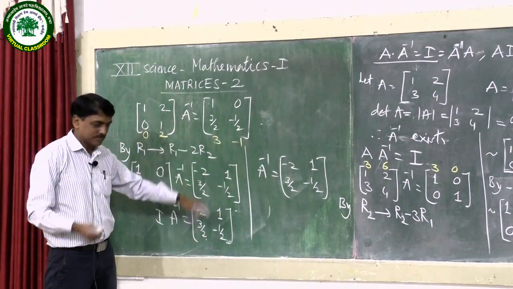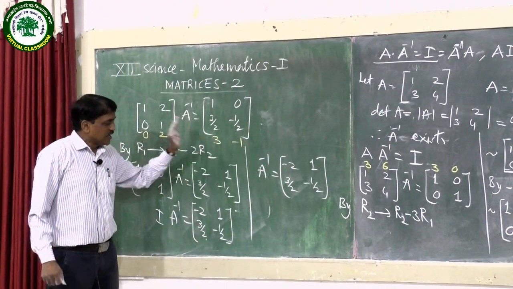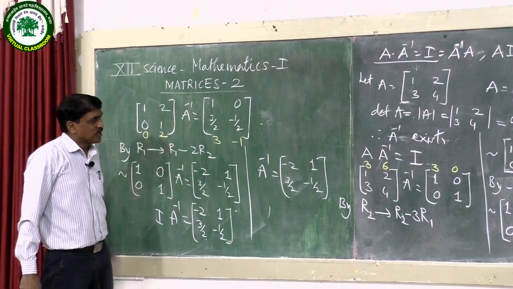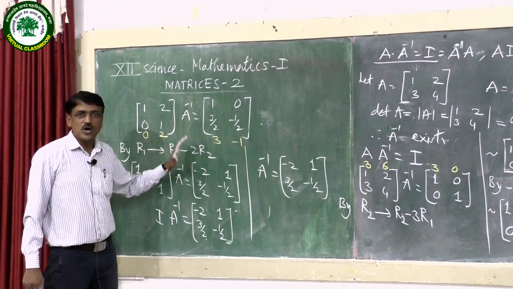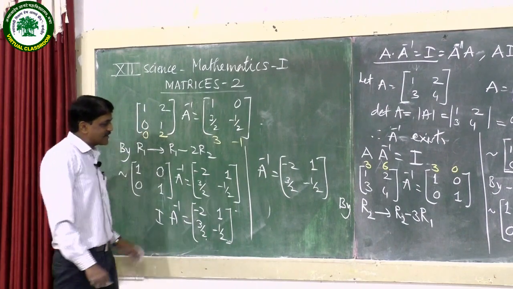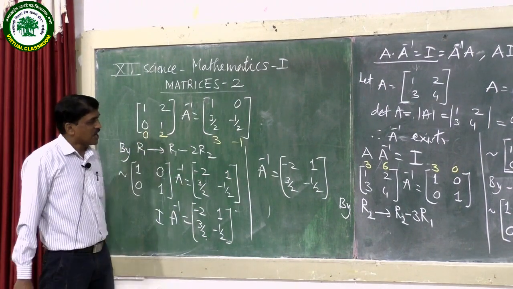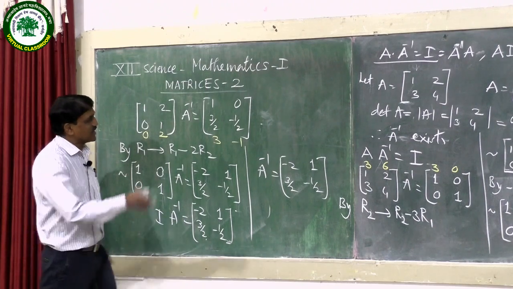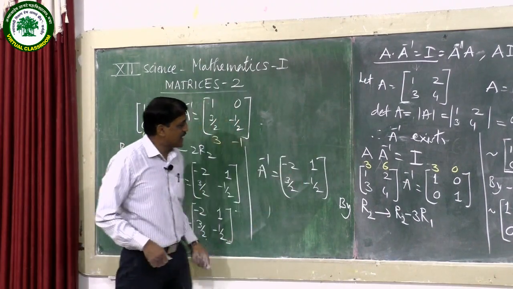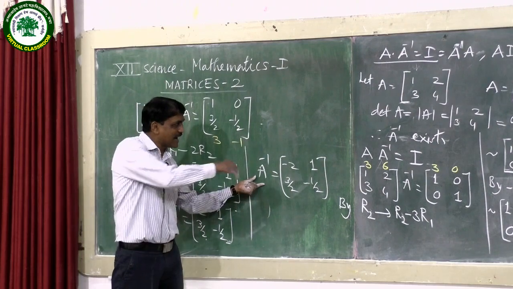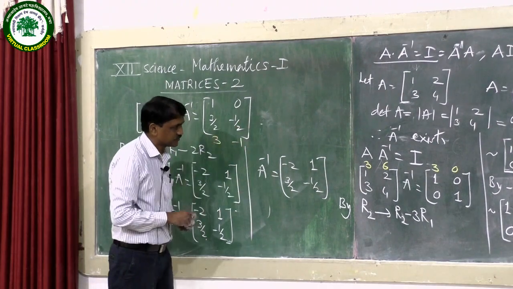This is how we obtained the inverse of a matrix of order 2 by 2 using elementary row transformations. We can check whether this is true or not, whether this is the inverse or not. How to check? Multiply the original matrix A by A inverse. Can we get the matrix I? Let us check it.